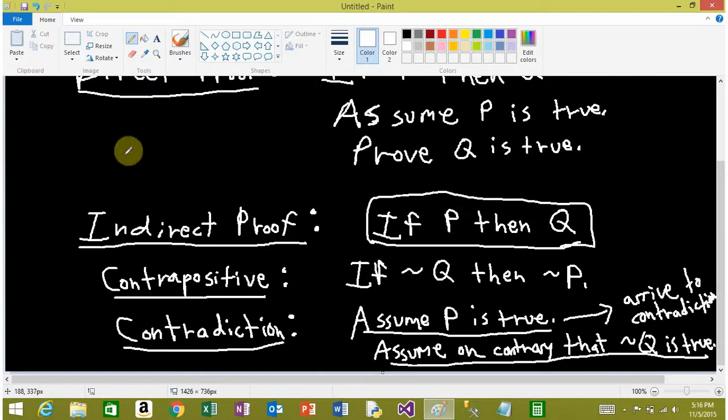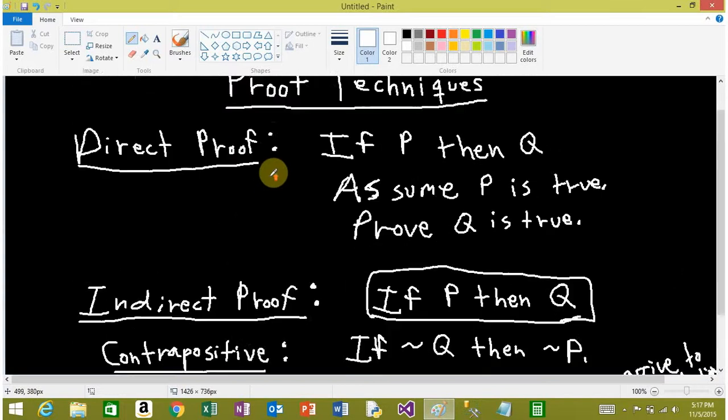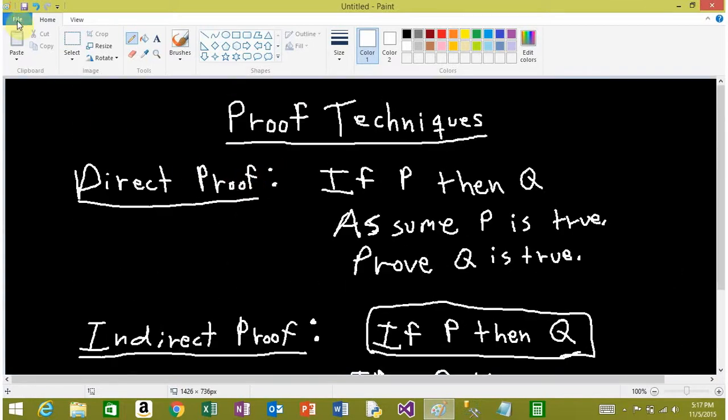There's also another type of proof technique, but it's more like disproving a statement, showing it by counterexample. So we'll take a look at that as well. Let's get started by looking at some examples with proof, starting with the direct proof technique.